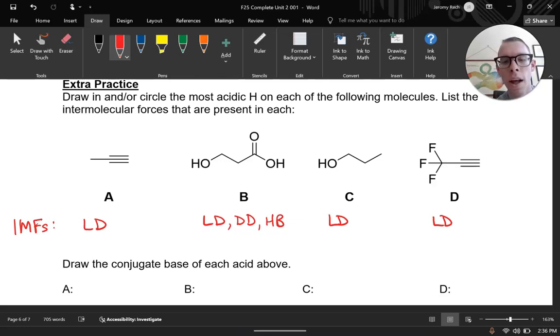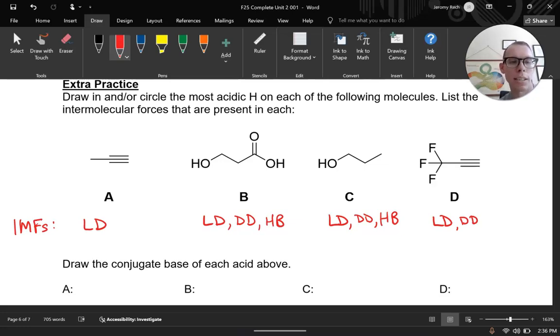If I look at C, I have an oxygen, which is going to be more electronegative. That's going to give me some dipole-dipole. And I also have an OH, meaning I have the ability to hydrogen bond. And then finally in D, I will have London dispersion forces, and I will also have some dipole-dipole. Because of the fact that I have fluorines, those fluorines are more electronegative, so there will be a dipole towards those fluorines. So those are all my intermolecular forces for each of those different structures. And that's just a quick little tidbit of review and practice from stuff that we previously talked about.